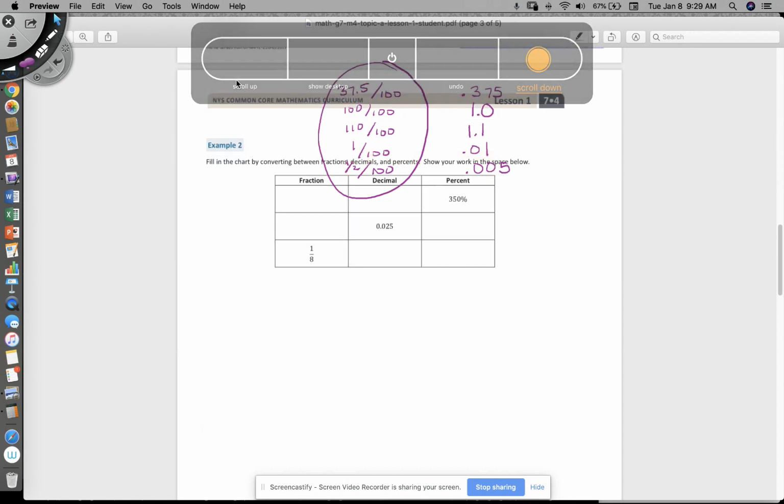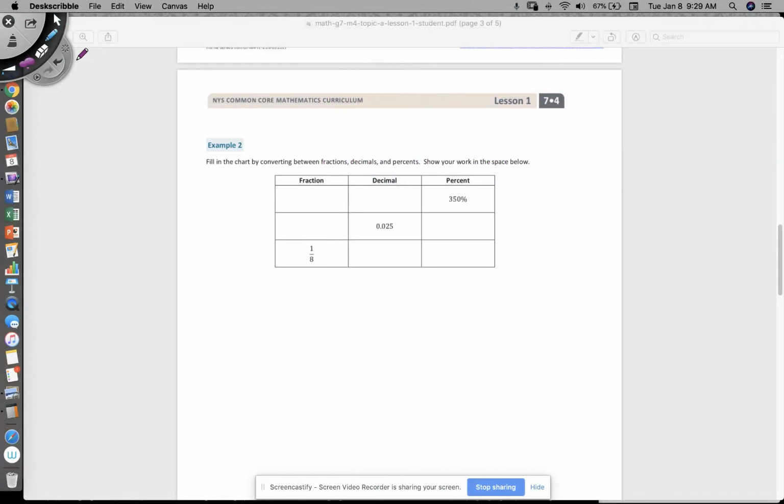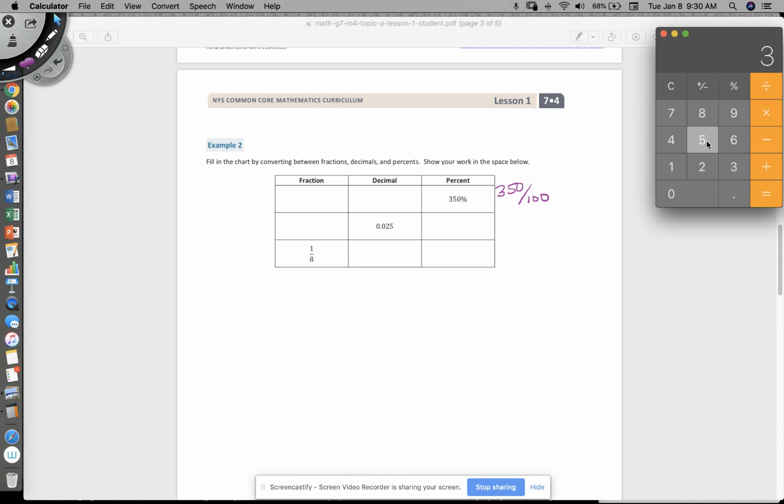All right, example 2. Example 2 says fill in the chart by converting between fractions, decimals, and percents. So we have one of each in each row, and we need to fill in the ones that are missing. All right, so 350%. Well, obviously, that's more than 100%. So as a fraction, that would be 350 over 100. Before I put that in there, I want to divide that out real quick. 350 divided by 100, and there's my decimal version. That's 3.5.